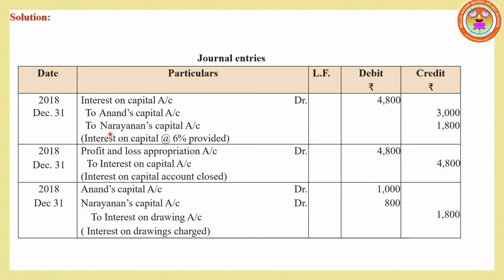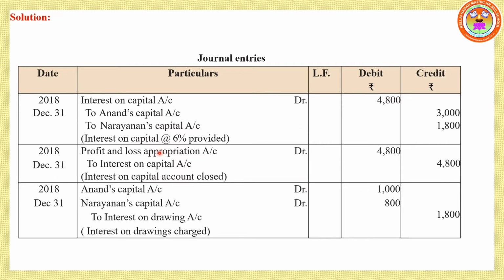Now look at Narayanan's capital amount. How much has he contributed? 30,000. So 30,000 into rate of interest 6 by 100, so 1,800. So totally from the business, we are providing 4,800 to the partners' capital accounts. Clear? Interest on capital account should be debited, to Anand's capital account 3,000, to Narayanan's capital account 1,800. So interest on capital at 6% is provided.